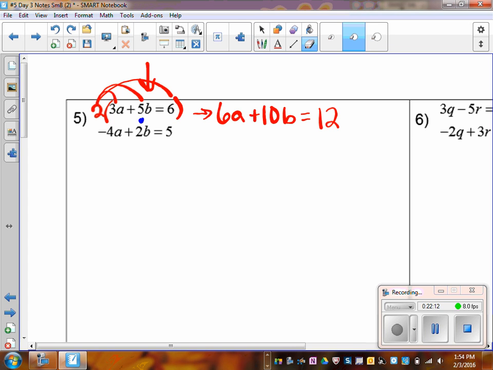And I need it to be not just positive 10, but negative 10. Because if I had a positive 10 here, what's 10 plus 10? 20. We're trying to get rid of it. We're trying to cancel it out. I don't want more B's. I want 0 B's. So I'm going to multiply this whole thing.